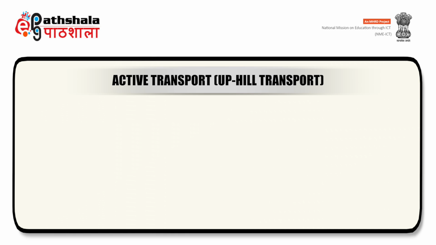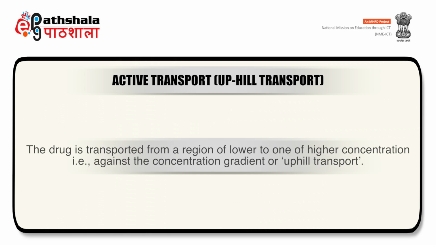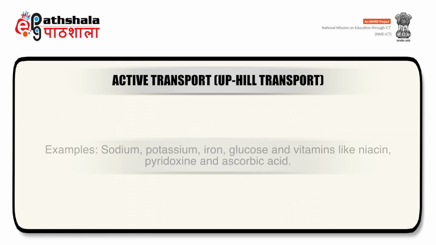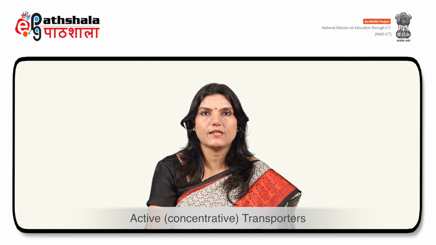Now we will talk about active transport or uphill transport. It is the process where materials are transported across the membrane against the concentration gradient. The drug is transported from a region of lower to higher concentration, that is against the concentration gradient, or uphill transport. It requires energy in the form of ATP. Sodium, potassium, iron, glucose, and vitamins like niacin, pyridoxine, and ascorbic acid are transported by this mechanism.